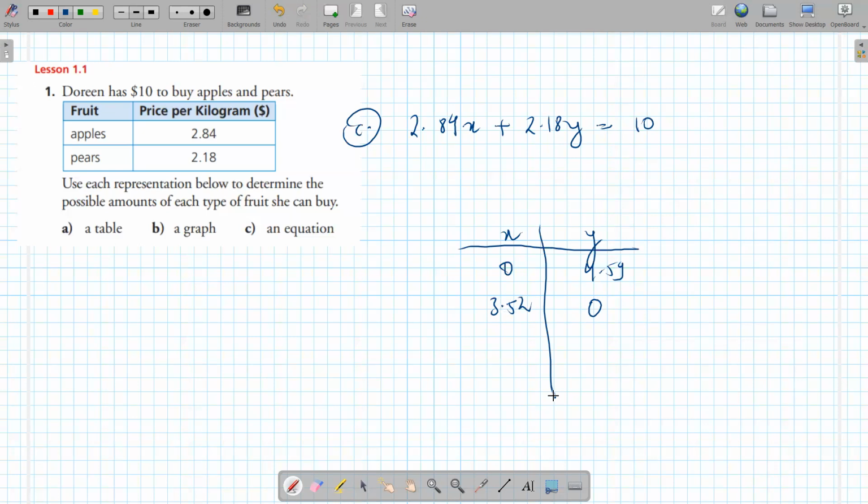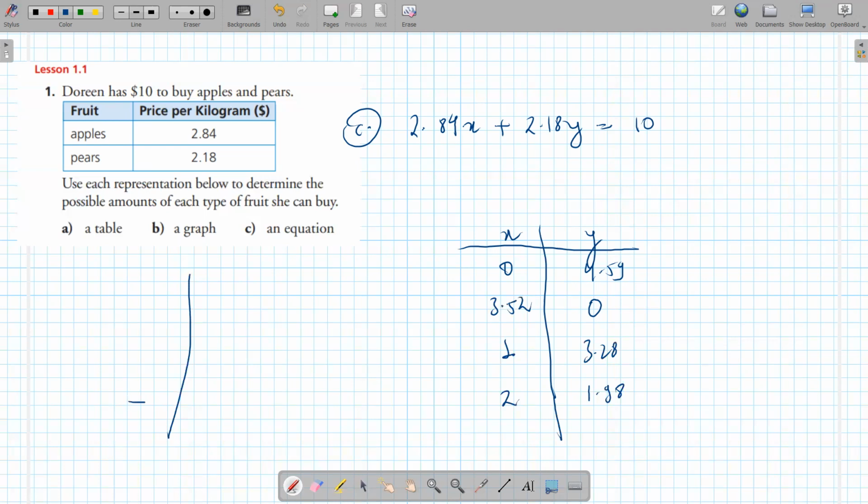There's an infinite number of points here. Look at this. If x is 1, then y will be 10 minus 2.84 divided by 2.18, which is 3.28, right? Like that. If x is 2, it'll be 10 minus 2.84 times 2 divided by 2.18. This will be 1.98, like that. So that's our table, okay?